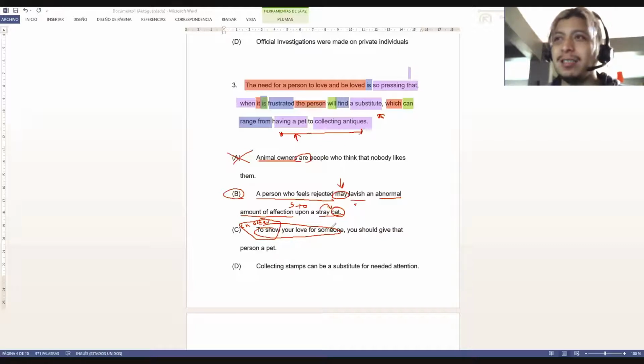this is just the adverbial expression. If this is your goal, if this is your purpose, you should give that person a pet. You should give them a pet. No, I mean, it doesn't say that. It says that people who don't feel loved or don't love anyone maybe find a substitute, and probably they will have a cat, or maybe they will collect antiques. But it doesn't say that you have to give them animals to show your love. That's a completely different thing.